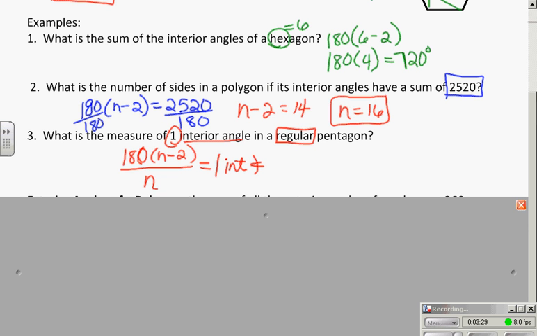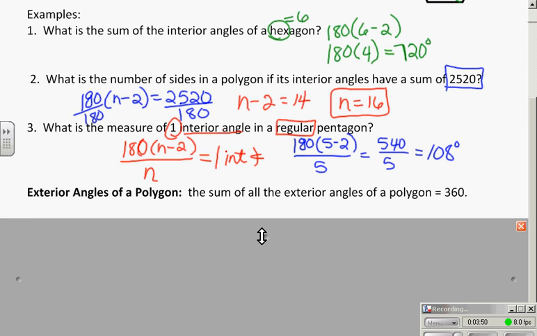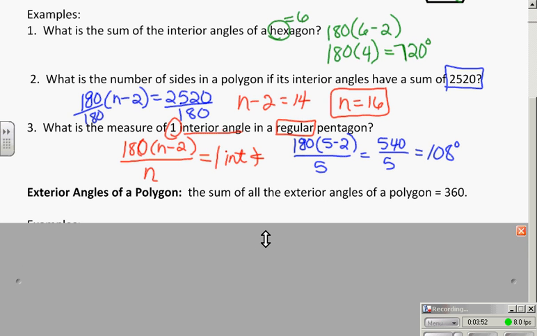So a pentagon would be 180 times 5 minus 2 all over 5. So I have 540 divided by 5, which is 108 degrees. Every angle in a regular pentagon is 108 degrees.